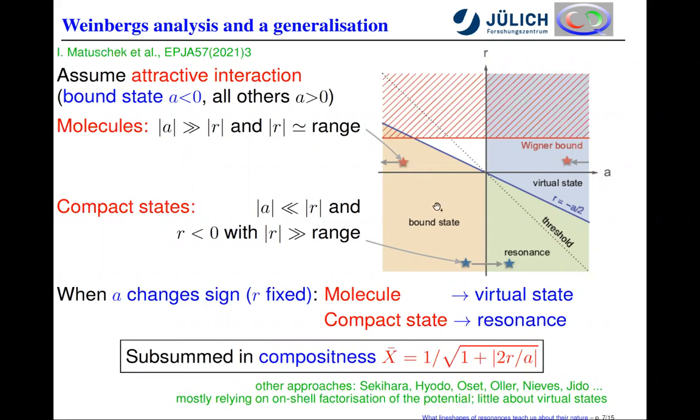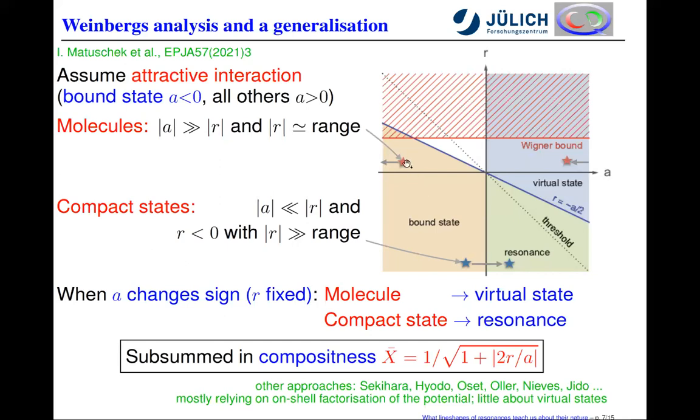And for a compact state, the effective range is negative and large, and the scattering length is negative and small. Therefore, one might now ask what happens if one slightly changes the parameters. We can, for instance, play games with quark masses, as Sinnert alluded to. What then happens is usually that the state gets unbound if one, for instance, makes the quark masses lighter.